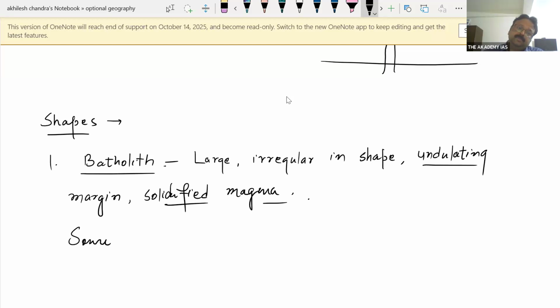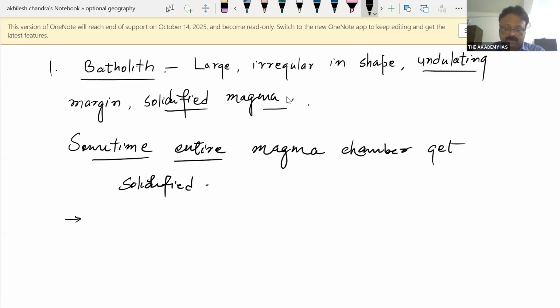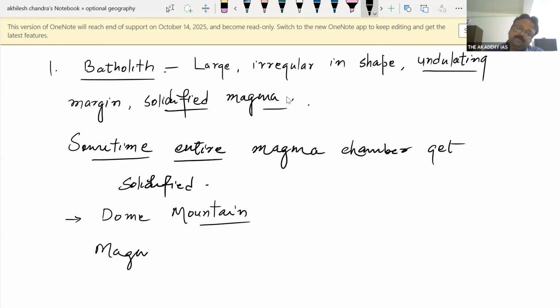Sometimes the entire magma chamber gets solidified. And it's a huge structure, काफी बड़े दिखाई पड़ते हैं. And when initial land was formed, these were the dome mountains, which was nothing but magma intrusion within the crustal rock.